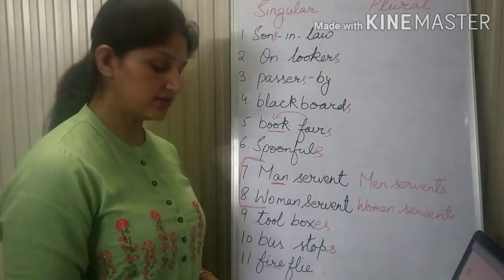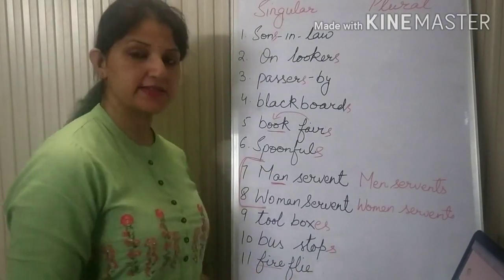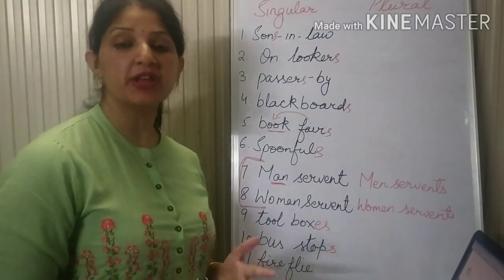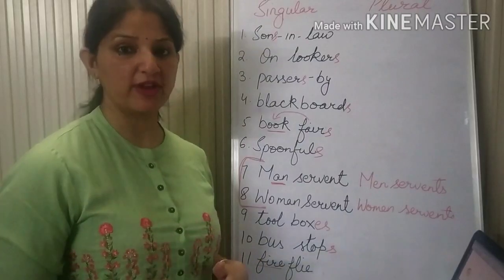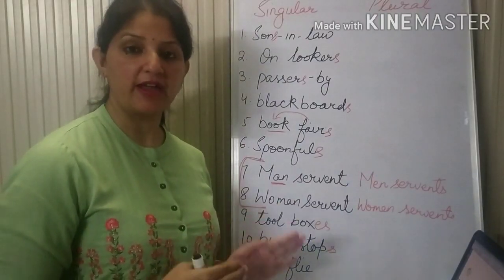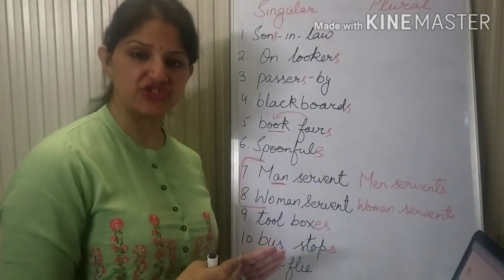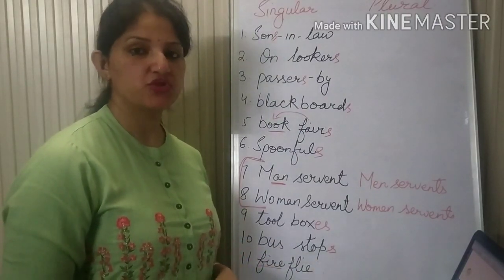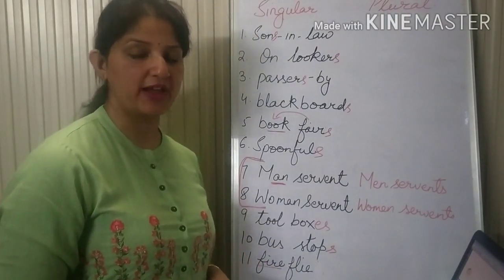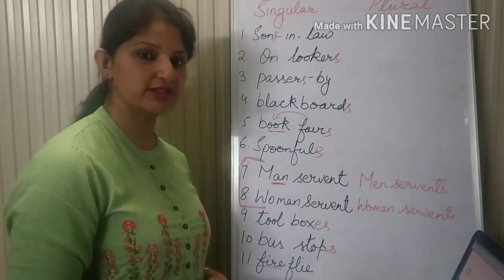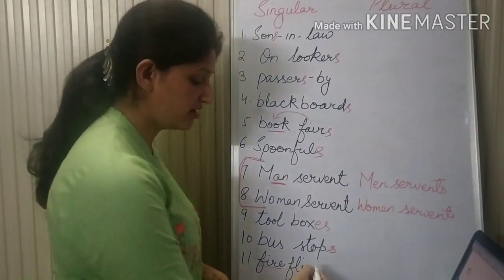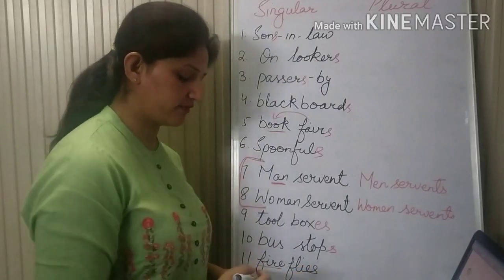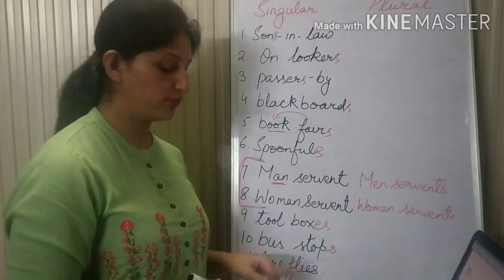Okay. Next word is the fireflies. So which one is the main noun? Fire or the fly? So obviously fire is being used as an adjective over here, and fly is the main noun, main word. So we will be using an S with the fly and not with the fire, because it is being used as an adjective over here. So S will be used after the fly. So it is the plural.